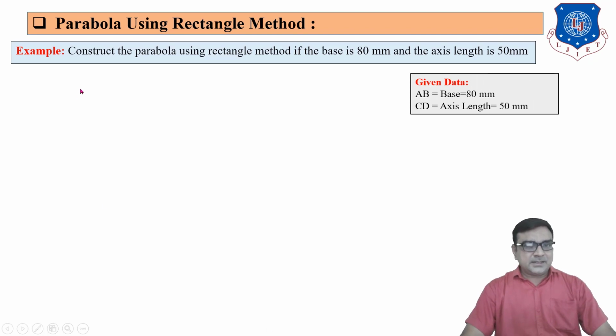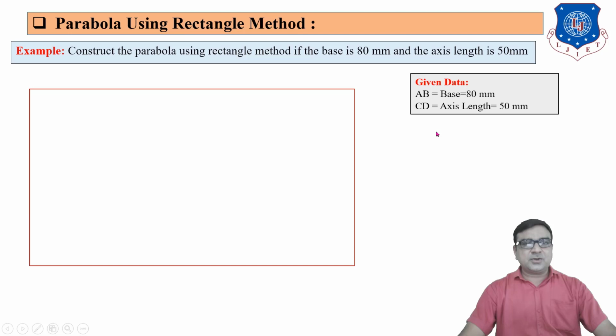So our data is like this. Construct the parabola using rectangle method if the base is 80 mm and the axis length is 50 mm. So we have taken the base is equal to AB and axis length CD. So the value of AB is 80 mm and CD 50 mm. So first of all, you have to draw one rectangle of length 80 mm and height 50 mm.